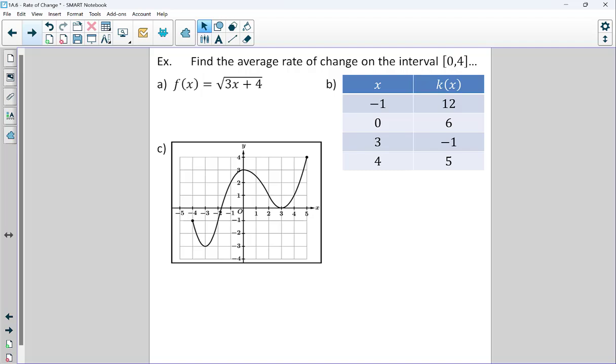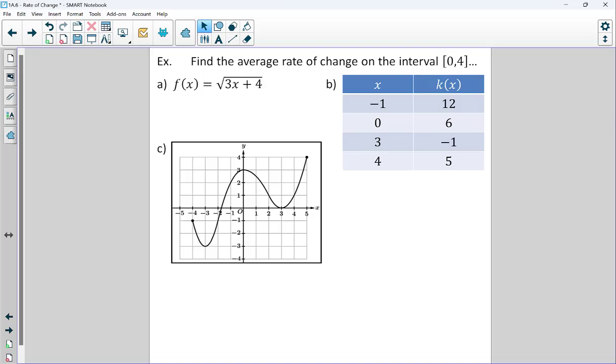So let's practice calculating the average rate of change over the interval 0 to 4. Here are three different examples that we're going to look at. Throughout this course, we're going to follow something called the rule of 4. The rule of 4 says that for any concept, we're going to approach that question four different ways: algebraically, numerically, graphically, and verbally. Algebraically means using an algebraic formula, numerically would be like using a table, graphically using a graph, and verbally just means we can talk about it, we can explain our reasoning, we can justify by explaining the topic based on definitions and properties.